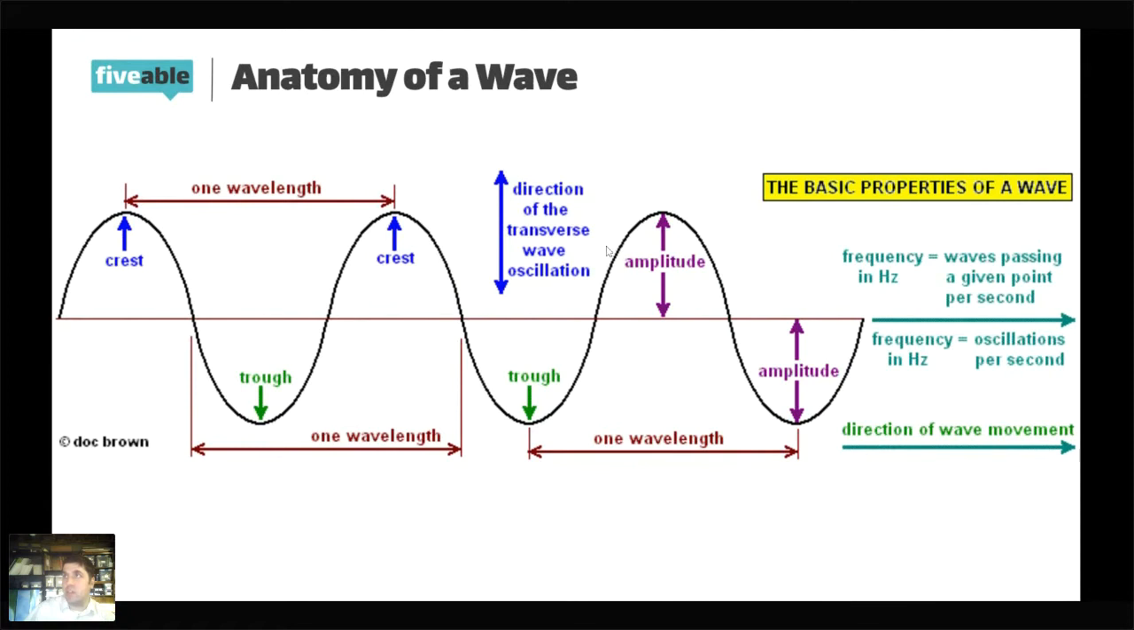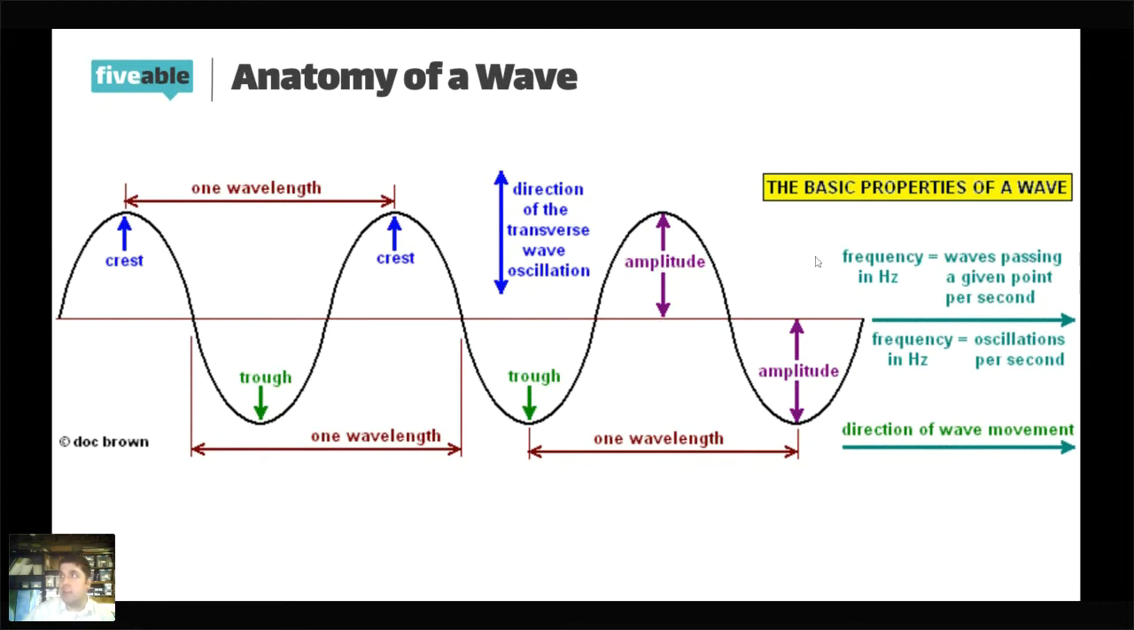Amplitude is our next one. Amplitude is the height of the wave, how tall it is or how short it is. And that is measured from this zero line, from this central line here, either above or below. It should be symmetrical, so it doesn't really matter which one you choose. Height of the wave, how tall or how short it is.